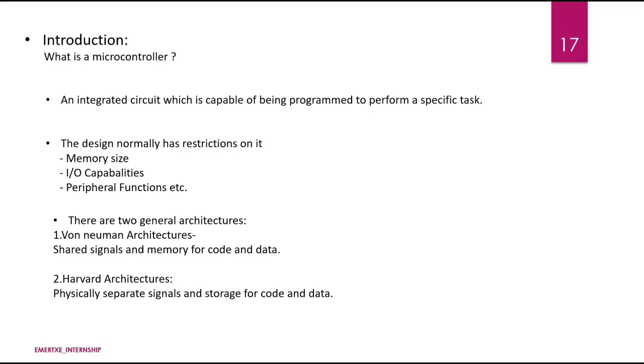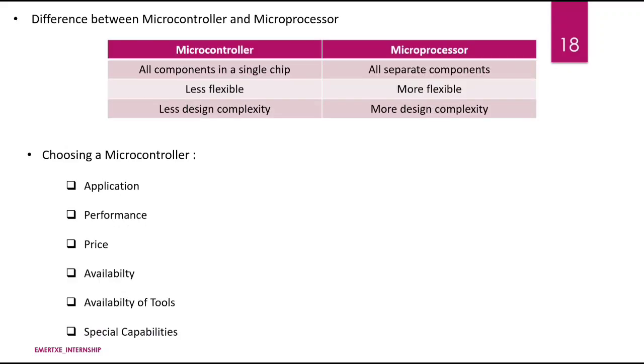So what is the difference between these two, microcontroller and microprocessor? In a microcontroller, all components are in a single chip, and in a microprocessor they are separated. Microcontroller is less flexible while the microprocessor is more flexible. Microcontroller has less design complexity, but the microprocessor has more design complexity.